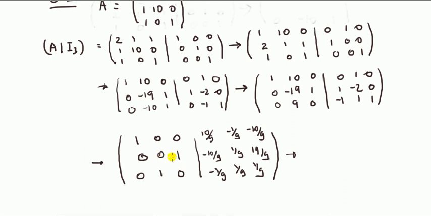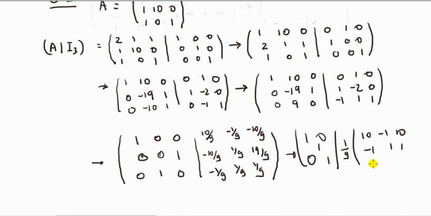I just need to swap rows 2 and 3, and then on the left hand side I will have the identity matrix, and this will be the inverse. Notice this common factor of 1 over 9, so I can bring that out and just copy those numbers in, and that's my inverse.